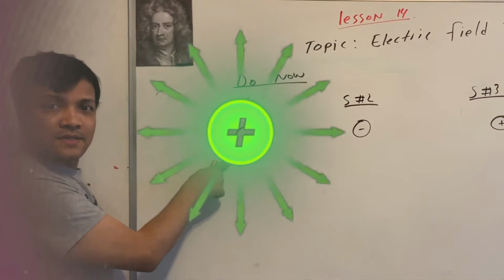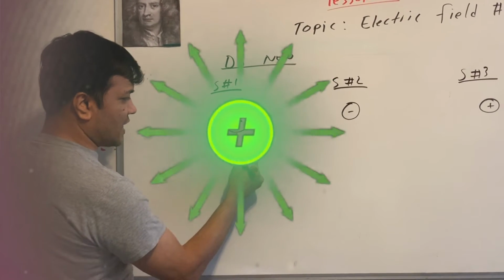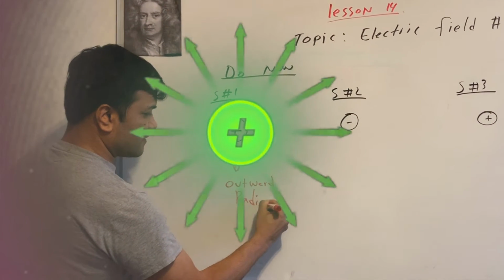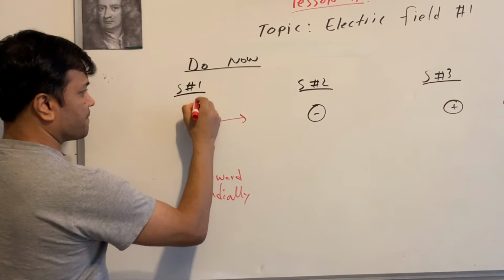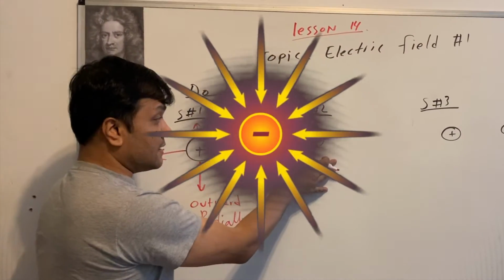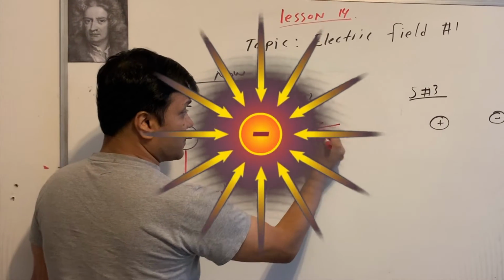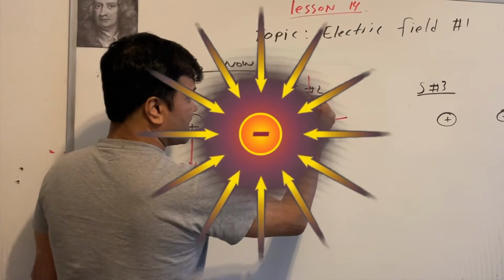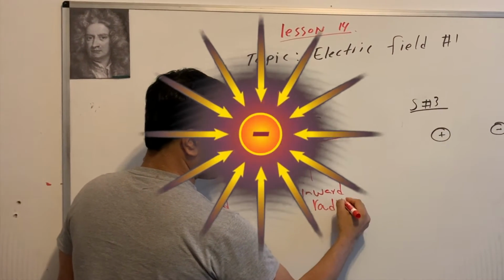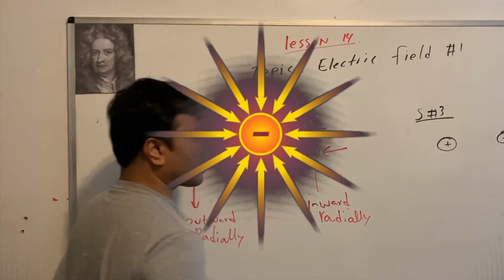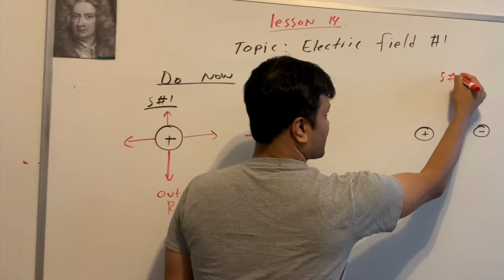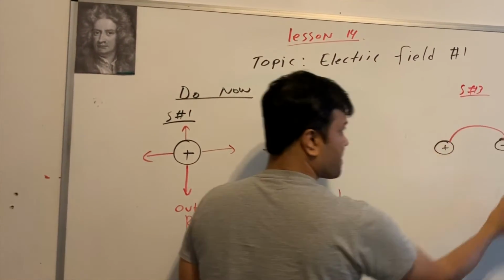The field lines of this positive charge go outward radially. The field lines for this negative charge go inward radially. The field lines start on positive, so this is scenario 3. They start on positive and go to the negative.